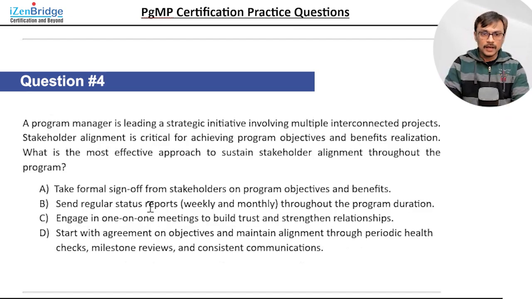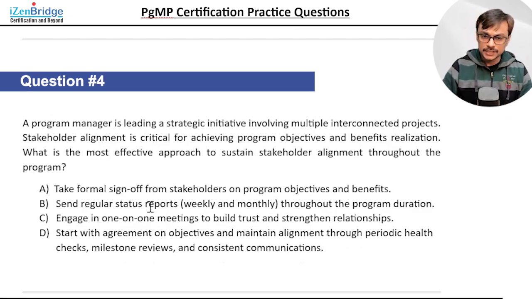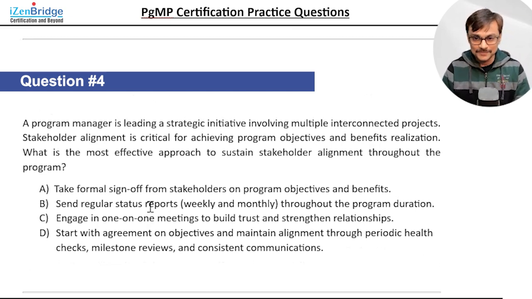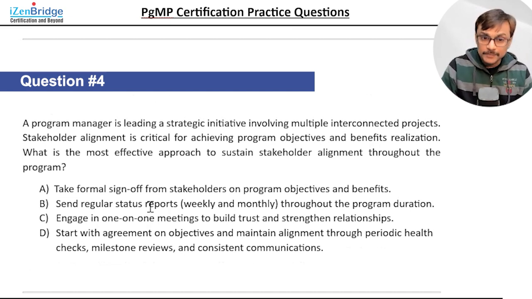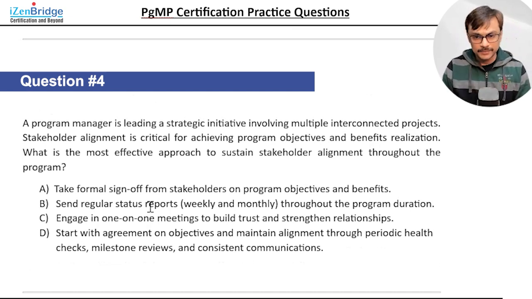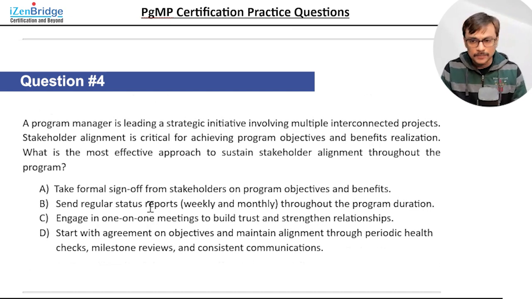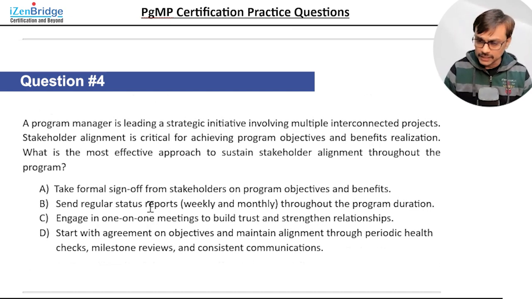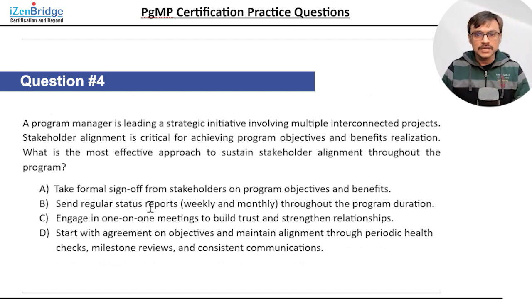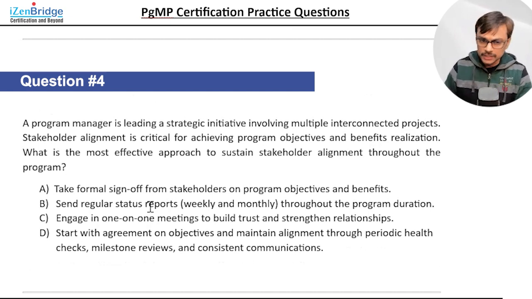Question number 4. A program manager is leading a strategic initiative involving multiple interconnected projects. Obviously, program is about multiple interconnected projects. Stakeholder alignment is critical for achieving program objective and benefits realization. Get it? What is the most effective approach to sustain stakeholder alignment throughout the program? So actually the question is just asking what approach you probably will take out of the given four to ensure continuous alignment of the stakeholders throughout the program.